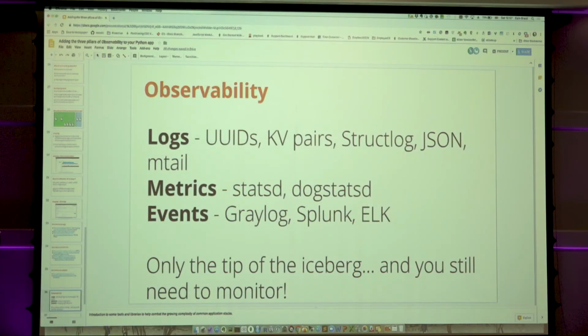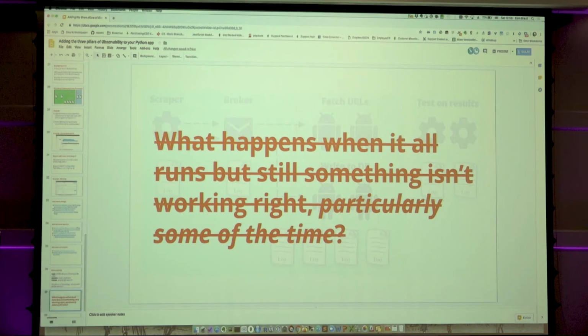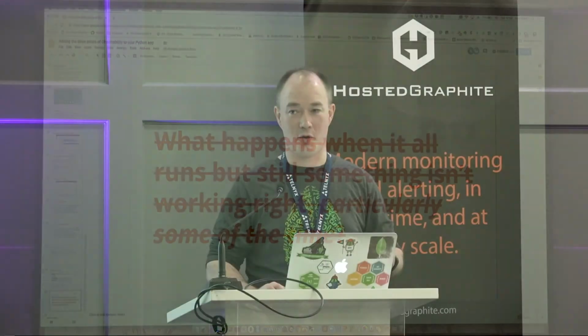So just literally, I've covered UUID, key value pairs, structlogs, JSON, mtail, metrics, statsd, using a log aggregator. There's a ton of stuff. This is all only just touching the surface. And you still need to monitor. So that helped me answer some of my questions. I still have more. But most of the time now, when things go wrong in some parts of the program, I have an idea. And hopefully you have some ideas from this to go away if you're not implementing these to help you keep your sanity.